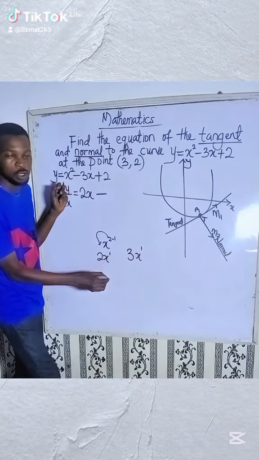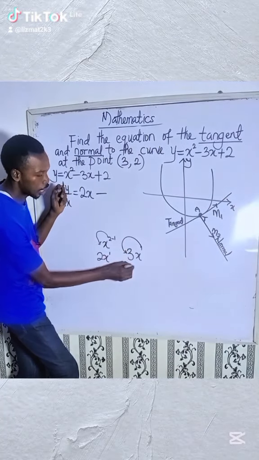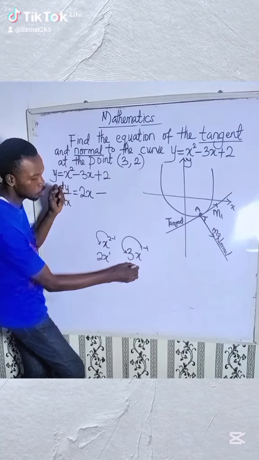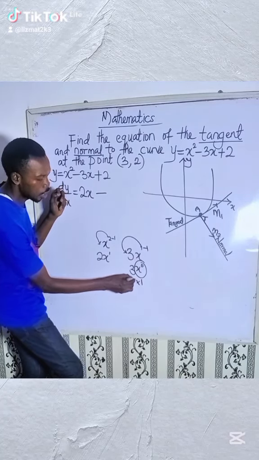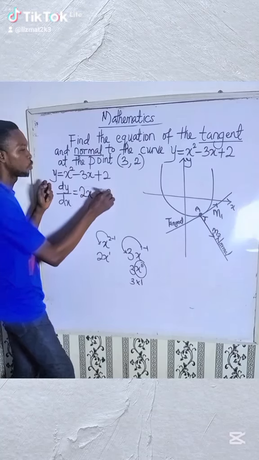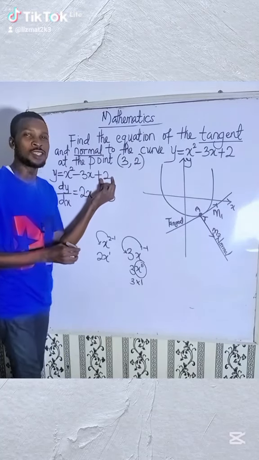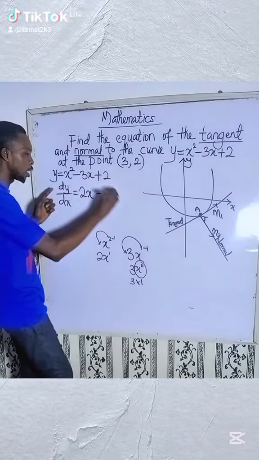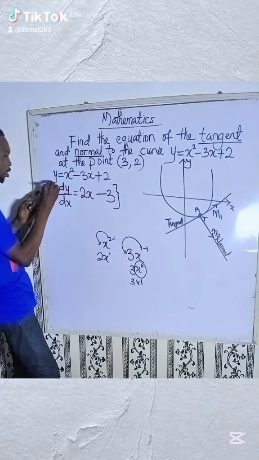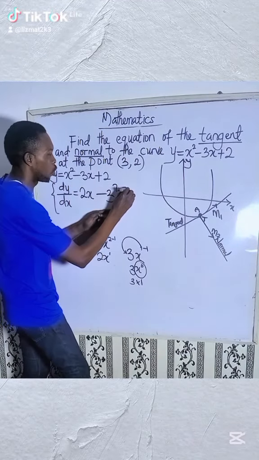3x. Power of x here is what? 1. I will multiply by 3, that is what? 3. Subtract 1 here, that is what? X raised to power what? 0. Of course, x raised to power 0 is what? 1. I will multiply by 3, and that's what? 3. So when you differentiate a constant, you get what? 0. So that means that the gradient function here of the tangent, this is the gradient function of the what?